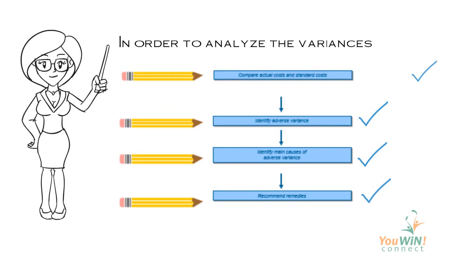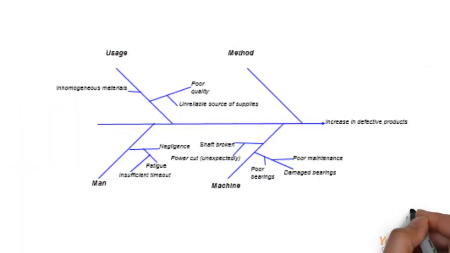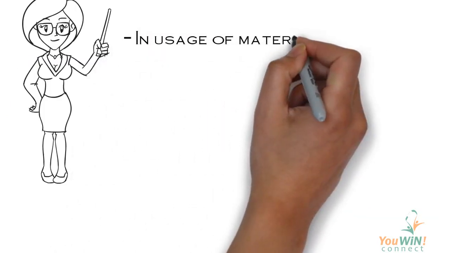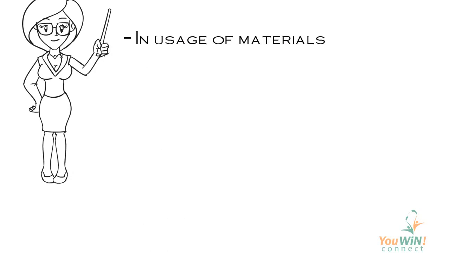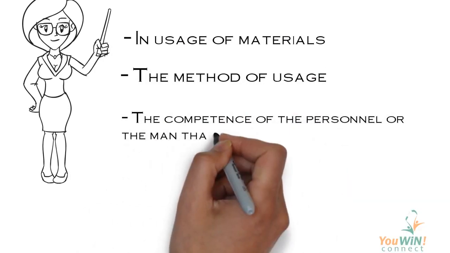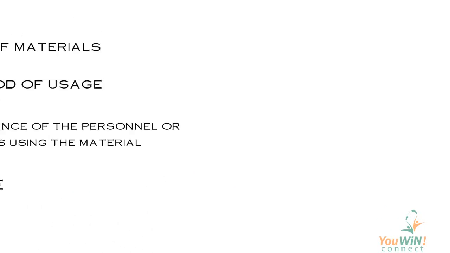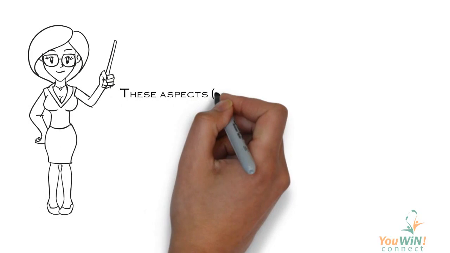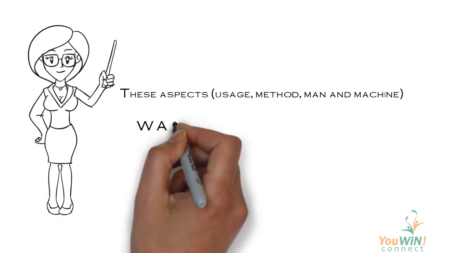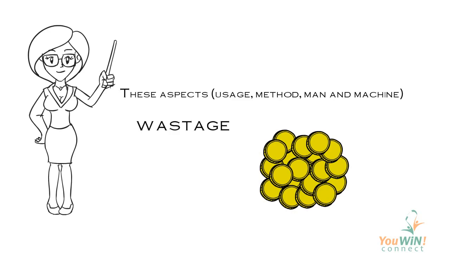There are other causes of cost variances. An example, when we look at the fishbone diagram, in usage of material, the method of usage, the competence of the personnel or the man that is using the material, and the machine itself. These three aspects, method, man and machine, can lead to wastage and thus increase in cost.